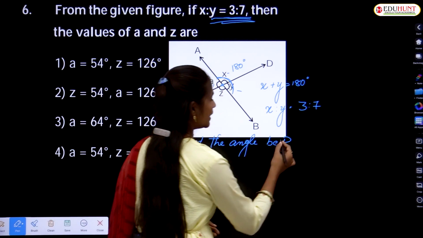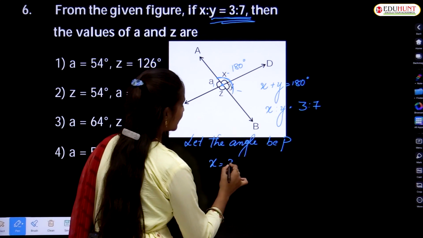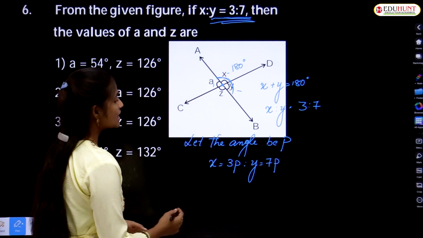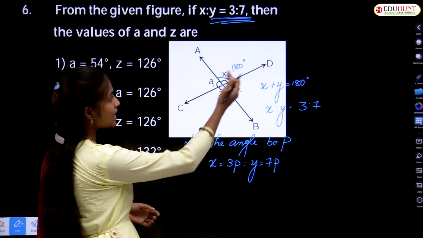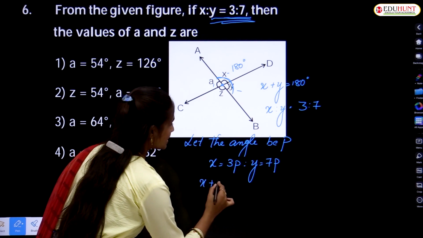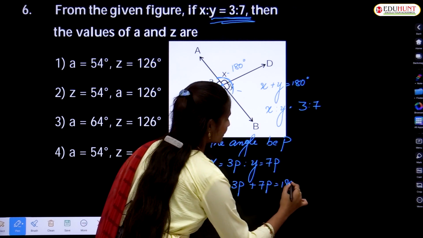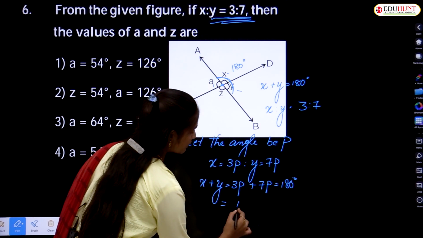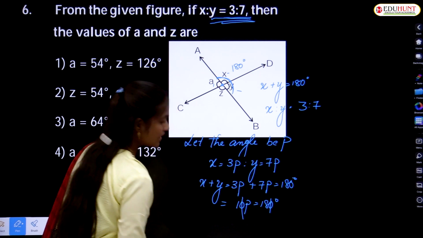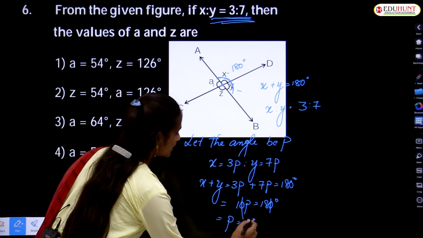So let the angle be P. So here x is equal to 3P, y is equal to 7P. Okay. Those two angles also lie on the same side of a straight line. So x plus y is equal to 180 degrees, which means 3P plus 7P is equal to 180 degrees. Okay. So 3P plus 7P is 10P, which is equal to 180 degrees. So 0 and 0 get cancelled, or 10 18s are 180. Now P is equal to 18 degrees.